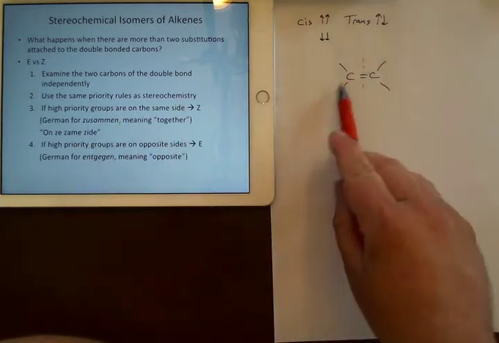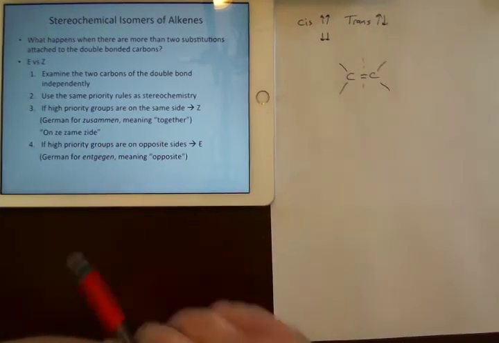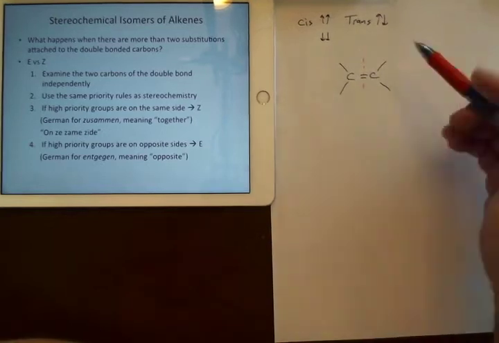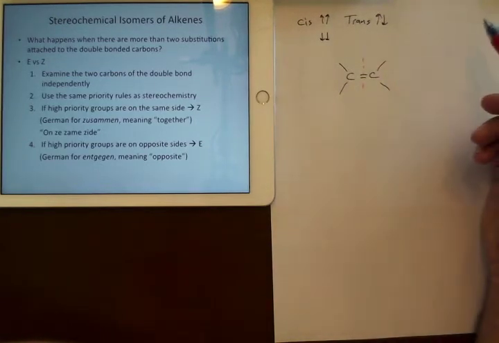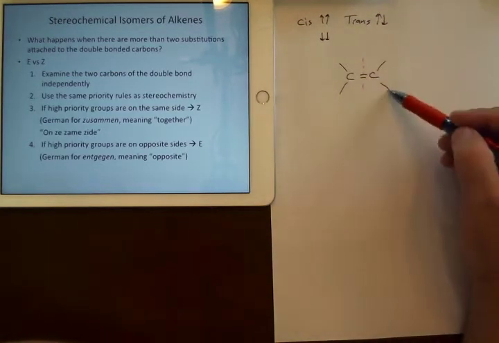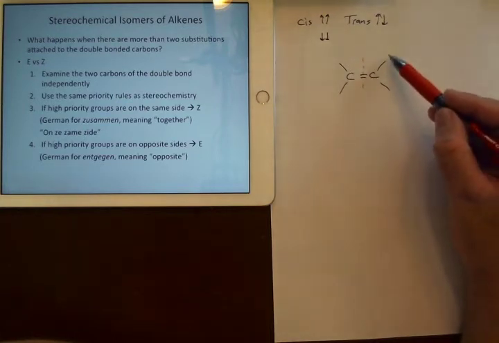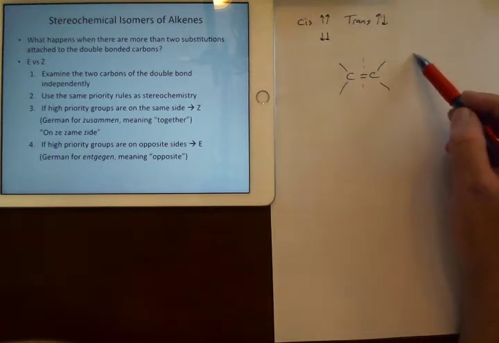But you look at these independently. We're going to use the same Cahn-Ingold-Prelog rules that we use for R and S to set priority. We're going to start walking out just like we did with the R and S. We'll start here, see what's attached, and then if that's a tie, we look at bonds. If that's still a tie, then we move out one more and start the process over again.